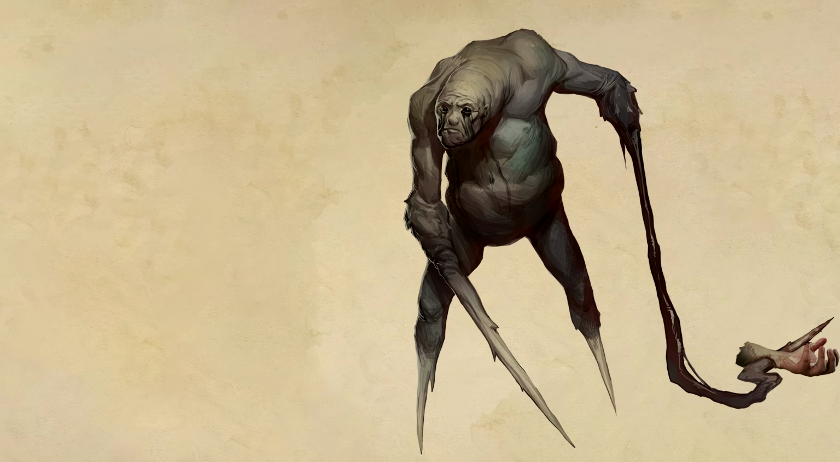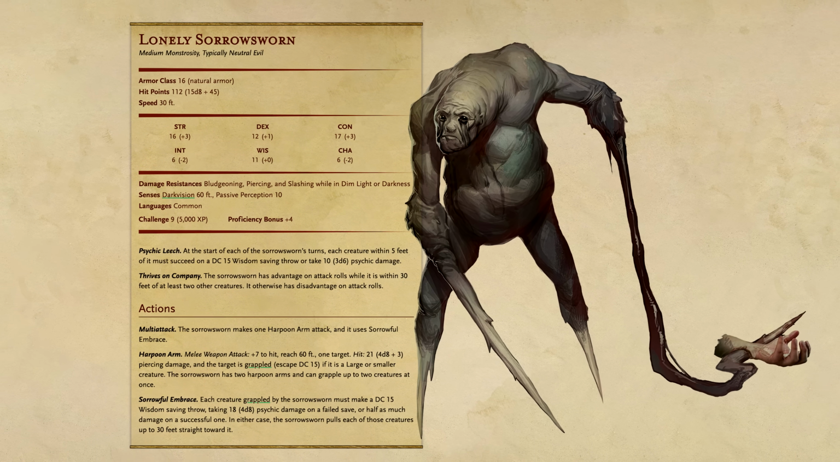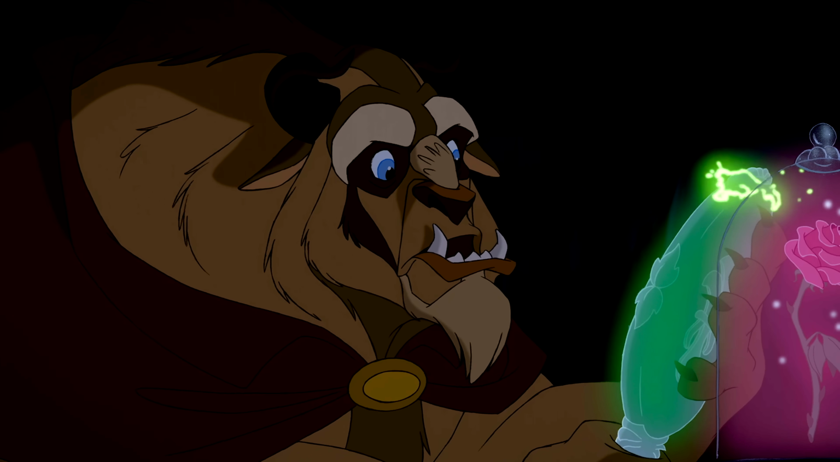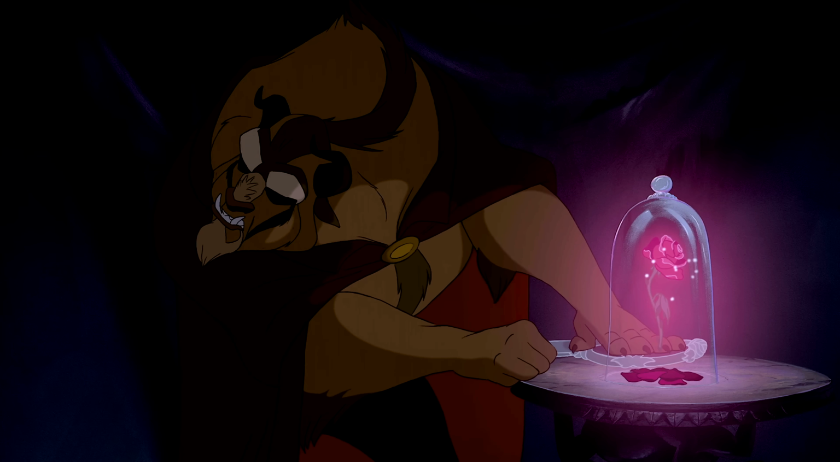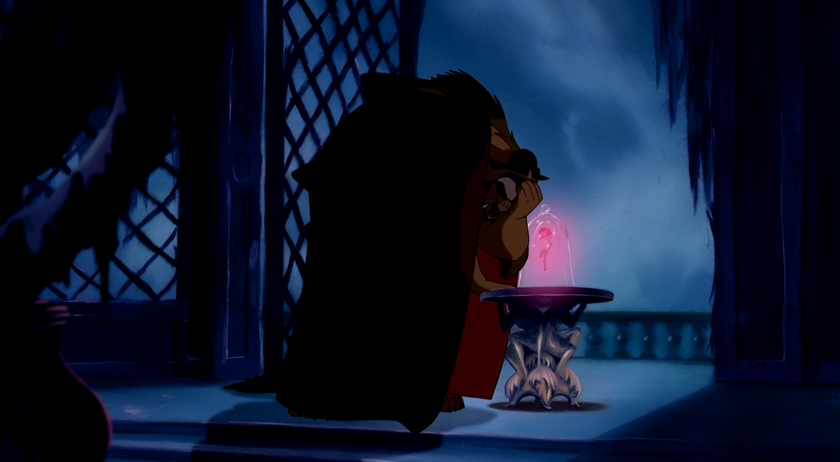And as to the beast itself, I'd use the Lonely Sorrowsworn stat block. Not least of all because this upsetting eldritch abomination isn't the monster your party will expect. But also this monster plays into the themes of loneliness and longing that are present in the Beauty and the Beast fairy tale. How tragic that the beast simply desires a friend, but he inadvertently frightens and murders everyone who travels to visit his castle.